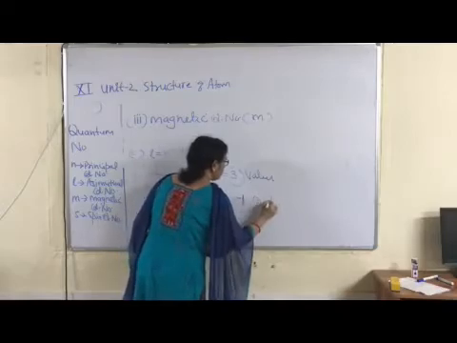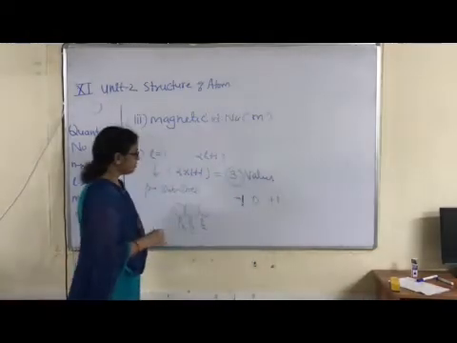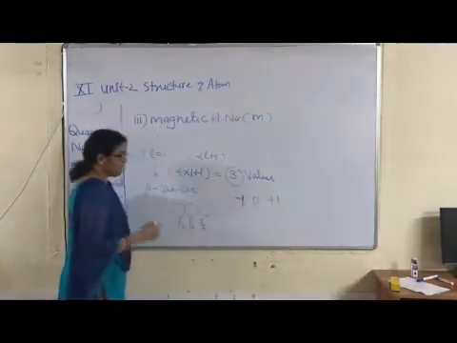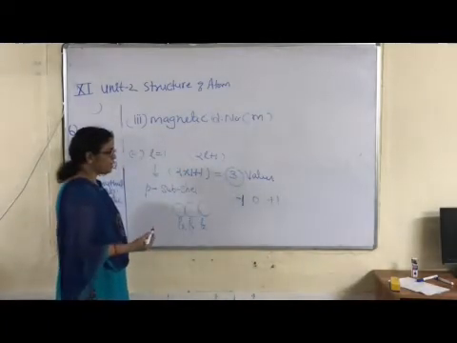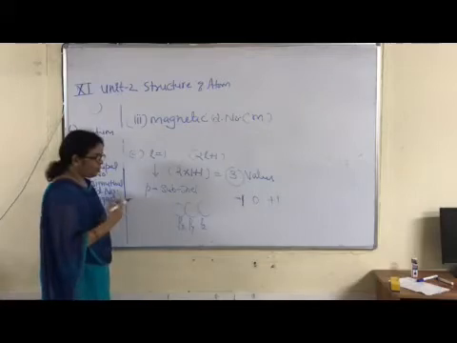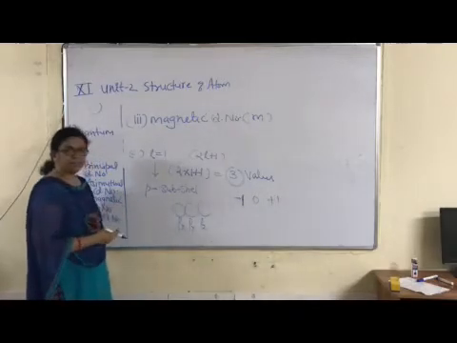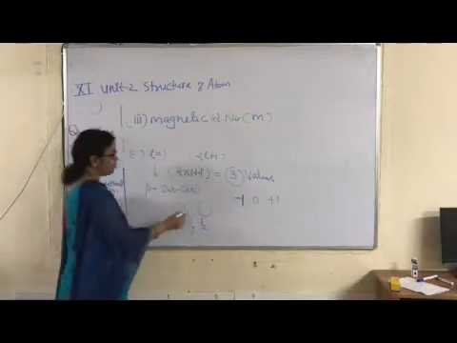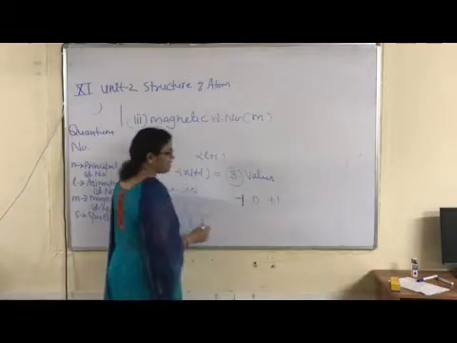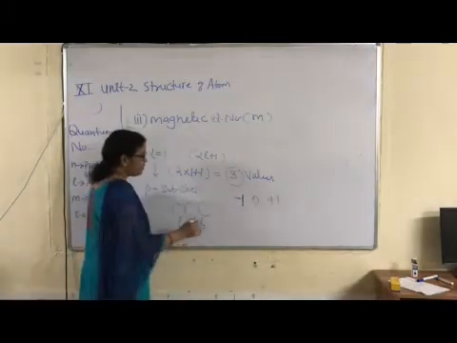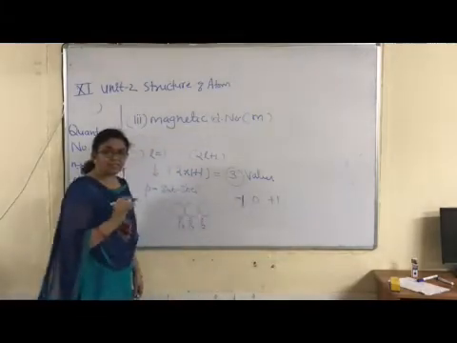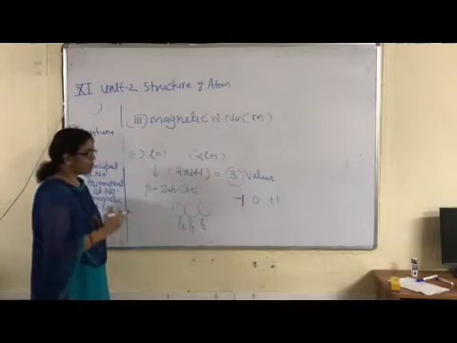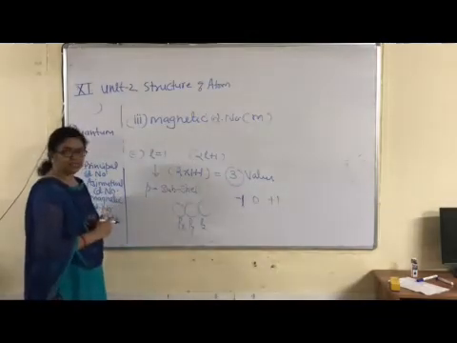Then 0 and then plus 1. Total how many values? 1, 2, 3. Here the negative and positive signs denote the orientation of the orbital. Electrons are negatively charged, but what about the negative and positive sign of an orbital? It is only alignment. This 0 always denotes alignment of the orbital along the Z axis.